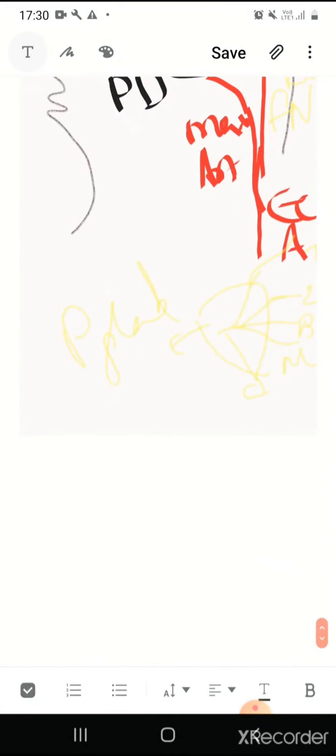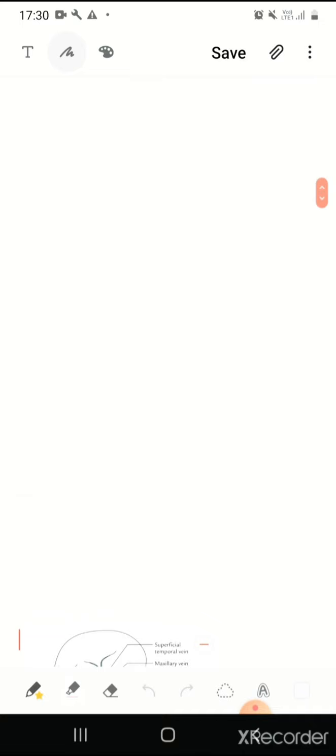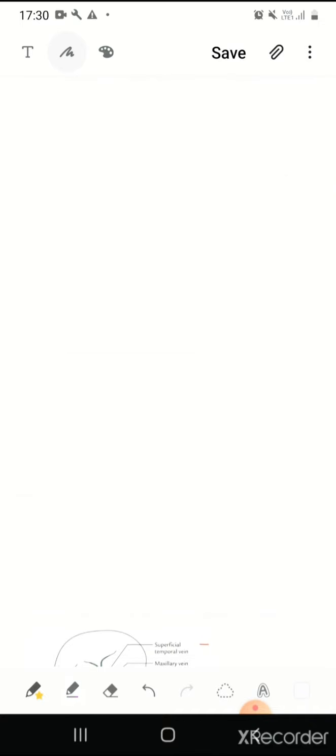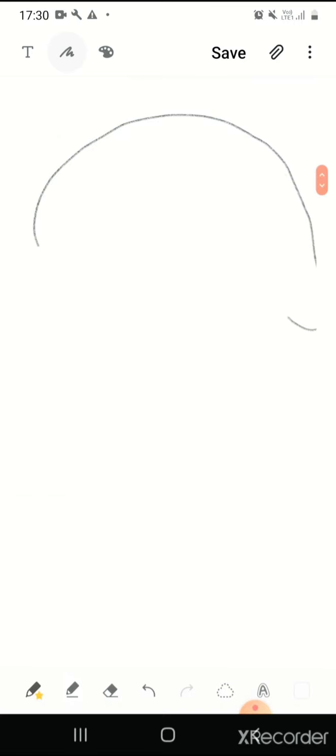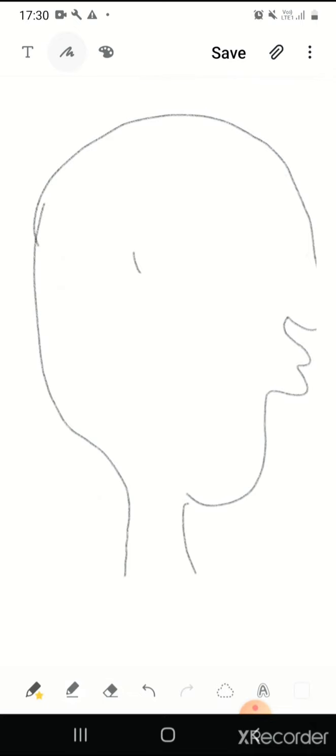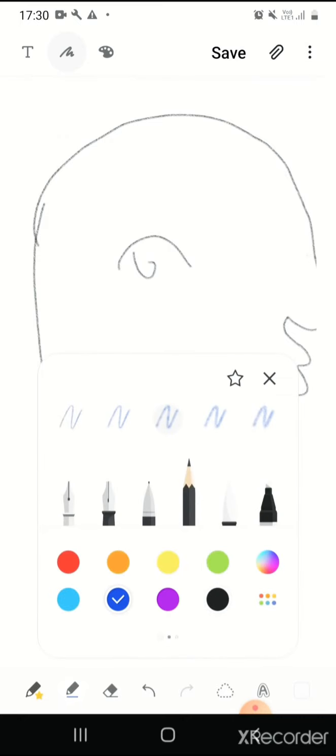Let's draw that. Let's draw a face. This is an imaginary face of a person. Sorry, this is so bad. I'm really sorry. This is his eyes. Just take it as a face for the time being.